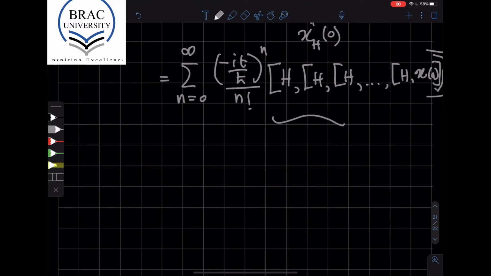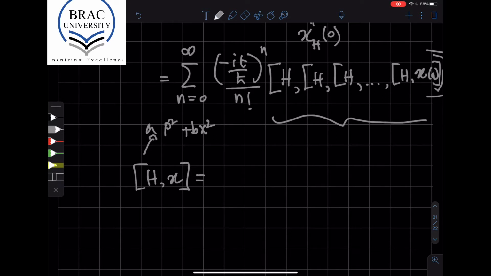So now we have to evaluate all these terms. To do this, recall the commutator of the Hamiltonian with x. The Hamiltonian has two terms: one is p squared, another is x squared. Of course, there are coefficients, which I'm representing by a and b. And x squared will commute with x. So the commutator of H with x will be given by 1 over 2m, the commutator of p squared with x. Using the identity for writing the commutator of a product of operators in terms of commutators of individual operators, and also using the fundamental commutation relationship, this is easily shown to be i h bar over m times p.